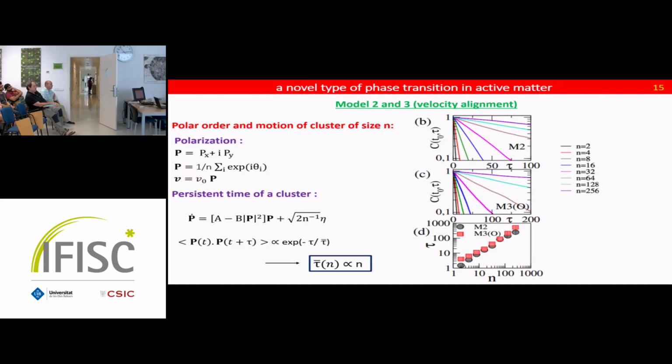One can fit with the exponential function. This is a log-linear scale. So if one fits with the exponential function, one can estimate the persistent time of the cluster, and that follows a linear relationship with its size.